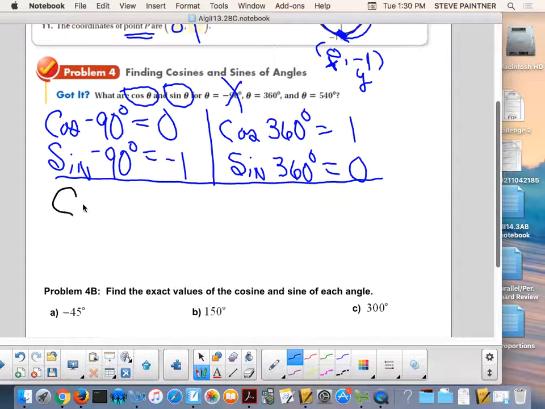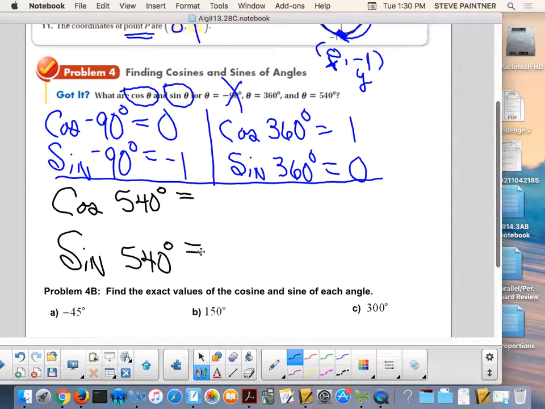540. Cosine of 540. Sine of 540. Who likes that number, 540? Not many people like that number because it's actually a complete circle, and keep going and going, you know what I'm saying? So you have to make this easier for yourself. To make it easier, think coterminal. Get rid of the 540. Give a different angle that stands for 540. Subtract a circle.